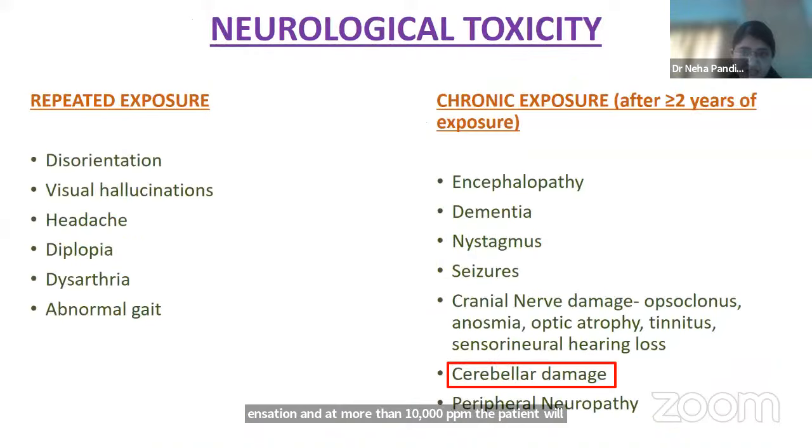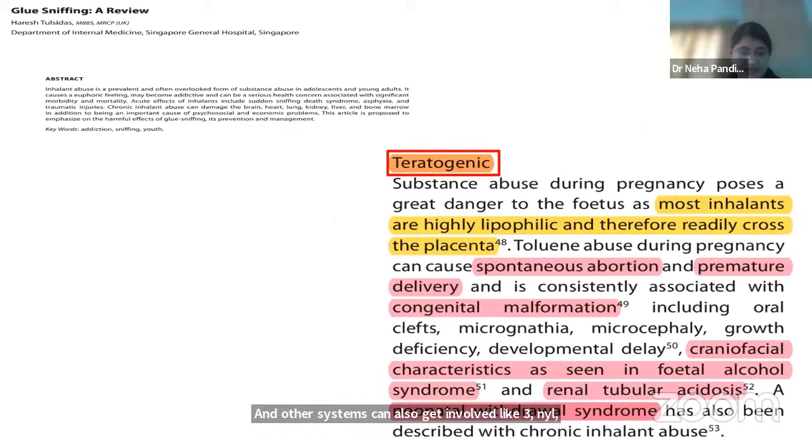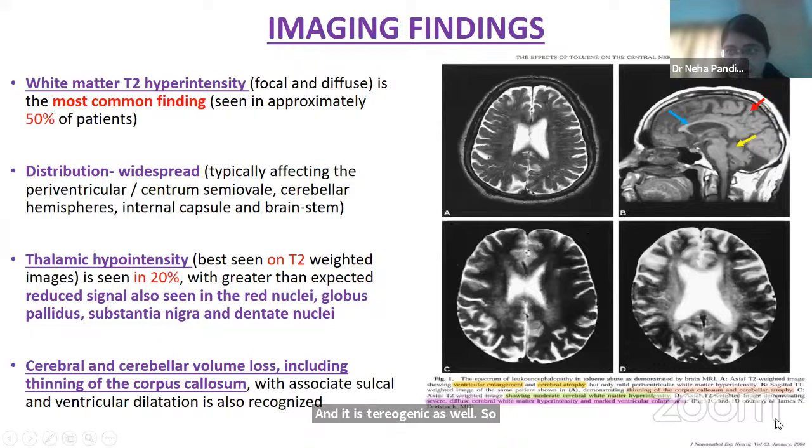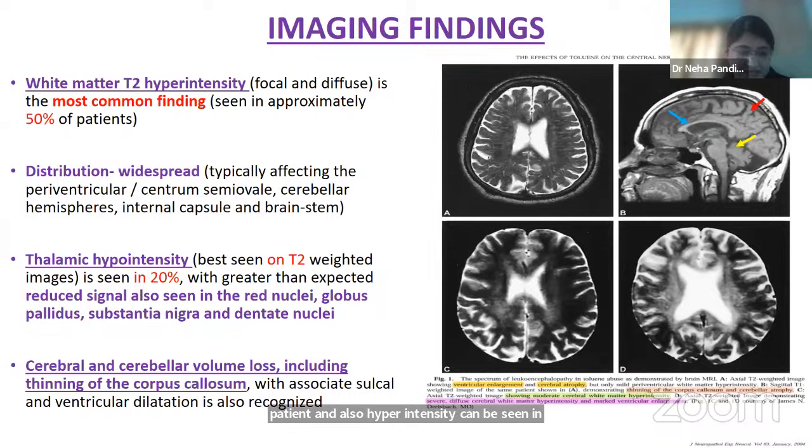After chronic exposure over a period of 2 years or more, the patient will have dementia, nystagmus, seizures, cranial nerve damage, cerebellar damage, and peripheral neuropathy can also be there. Other systems can also get involved, like renal, hepatic, respiratory, cardiovascular, muscles, gastrointestinal, and hematological. And it is teratogenic as well. So coming to the MRI findings. White matter hyperintensity is the most common finding, seen in approximately 50% of the patients. It can be seen in periventricular areas, centrum semiovale, cerebellar hemispheres, internal capsule, and brainstem. Then thalamic hypointensity is seen in 20% of the patients. Hypointensity can also be seen in the red nucleus, globus pallidus, substantia nigra, and dentate nucleus. And atrophy can be seen, cerebral and cerebellar, and thinning of the corpus callosum can be seen as well.